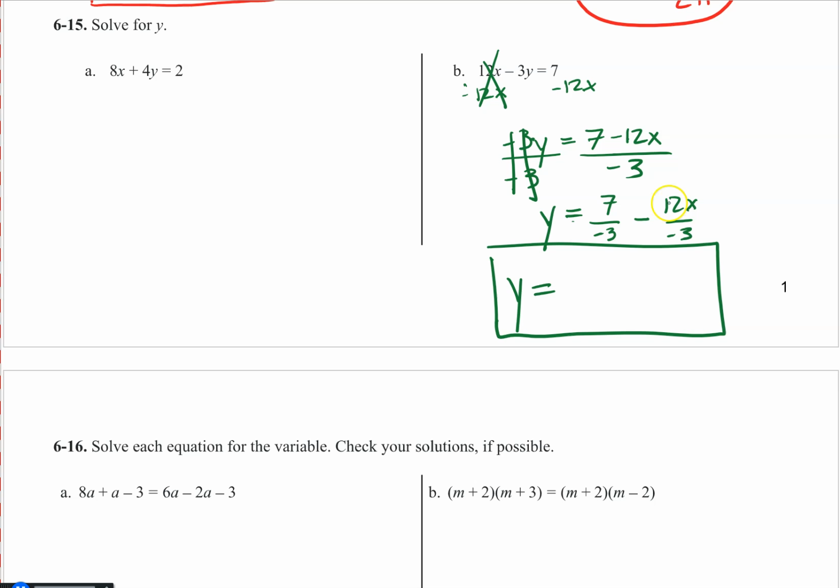Okay, so a couple things here. We have minus, minus 12 divided by negative 3. That's going to make a positive. So really, this is going to be plus 12x over 3, negative divided by negative. And then 12 divided by 3 is 4. So this becomes 4x. This is still a plus sign. And then 7 divided by 3, that doesn't really go in evenly. So I'm going to leave it as a fraction. And you're allowed to move the negative sign to the front of the fraction if you want. That's optional. That's the answer.